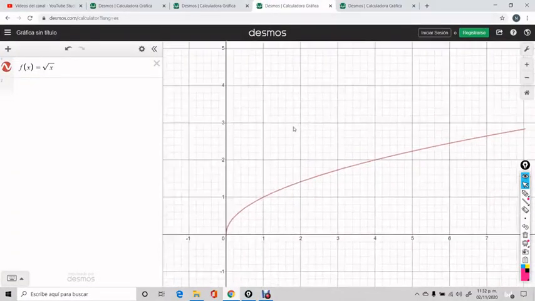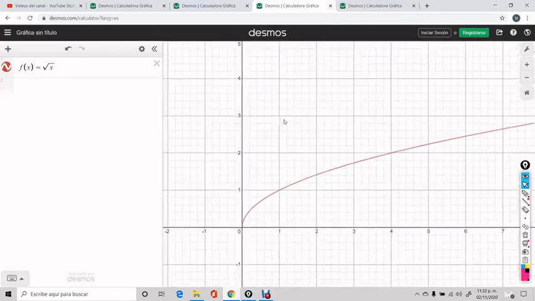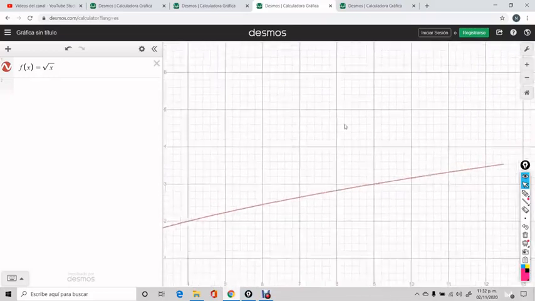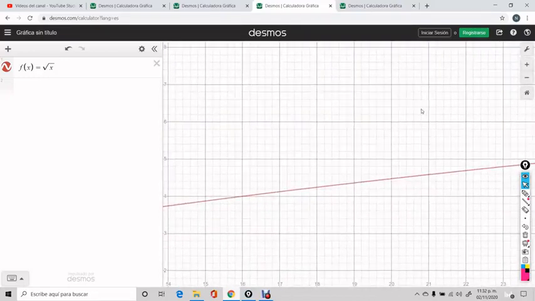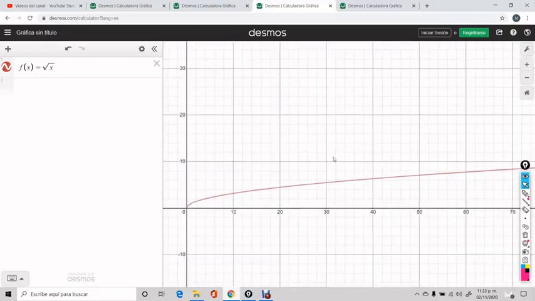This one, f of x equals the square root of x. Just take a brief look at the graph. See how it's always increasing, always increasing. It never goes down. So how am I going to see that when I study the function analytically? Let's see.